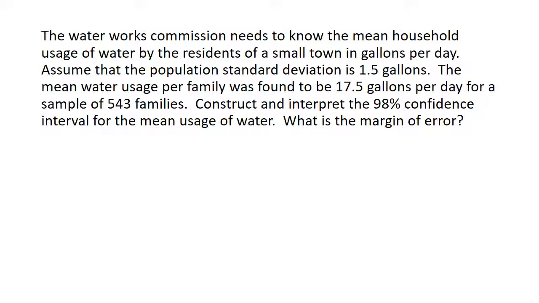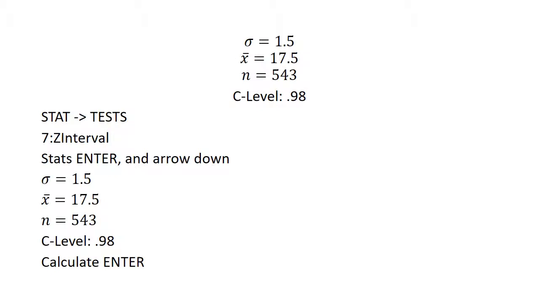And then we have the sample mean. The mean water usage per family was found in this study for our sample to be 17.5 gallons per day. So we are going to go ahead and take all this stuff and put it in the calculator. So this is what goes into the calculator.